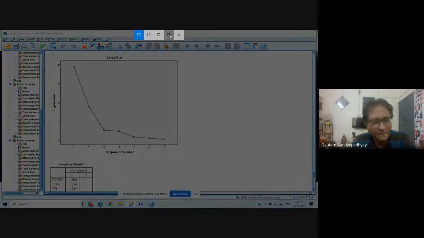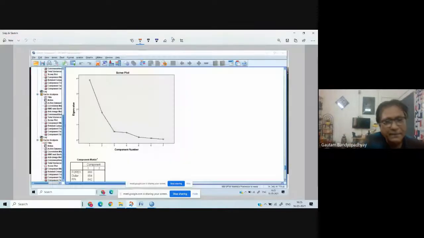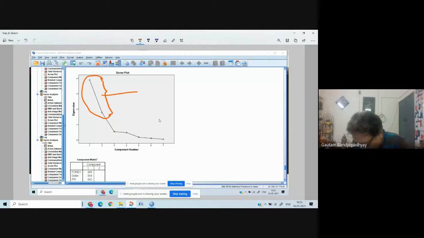Okay, say there are 2 parts. So one is up to this. There are 2 eigenvalues, these 2 values are greater than 1, and there are the remaining 5 eigenvalues which are less than 1. So what is the elbow rule? This is the elbow rule.